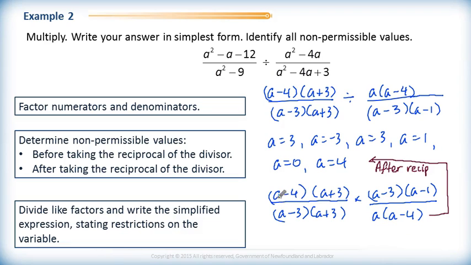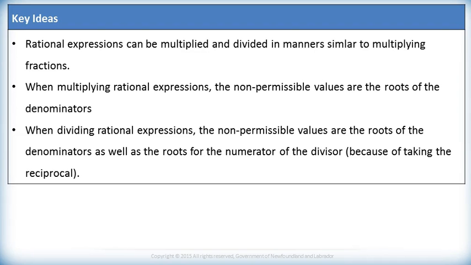Now it's the multiplication problem, just like in example 1. The a minus 4s divide to give 1s, the a plus 3s divide to give 1s, the a minus 3s divide to give 1s. We are left with a minus 1 over a. The only difference is we have a different set of non-permissible values. We have 3, negative 3, 1, 0, and 4.